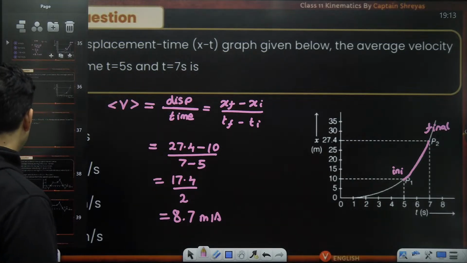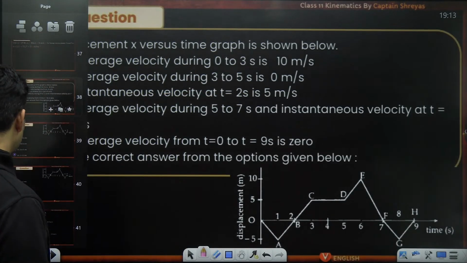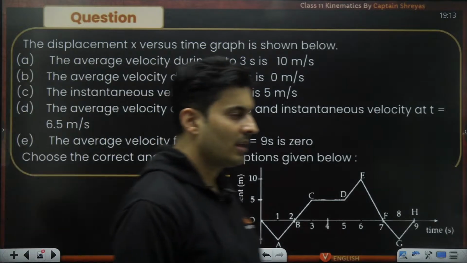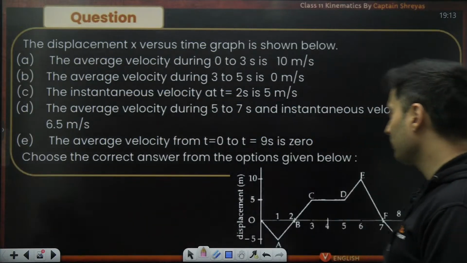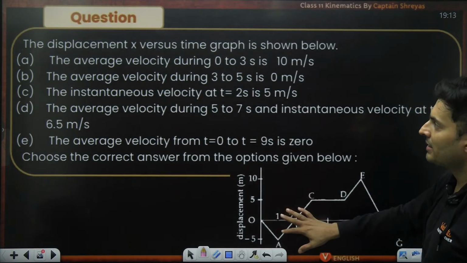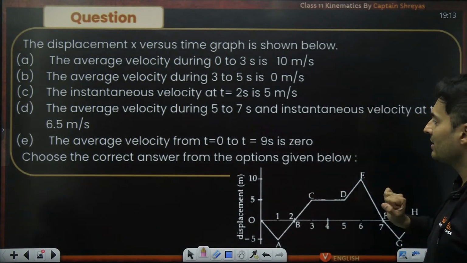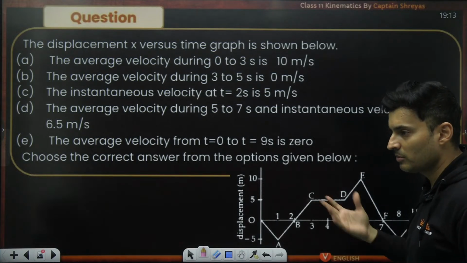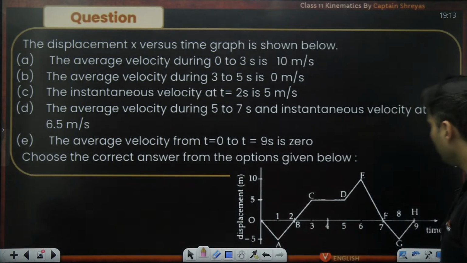Awesome. Let's go to the next question. This is a lengthy question, but we should do it. Read it carefully. Okay, it's a big one. There is a graph of displacement time, and they are asking you which of the following is correct. This is a JEE advanced type of question because more than one options can be correct. So think carefully.